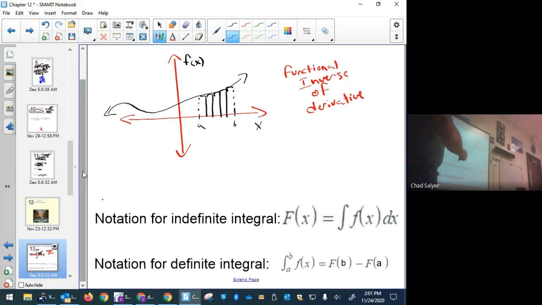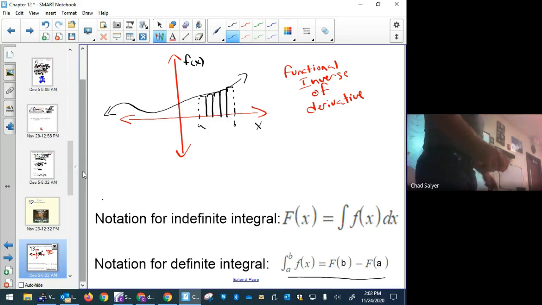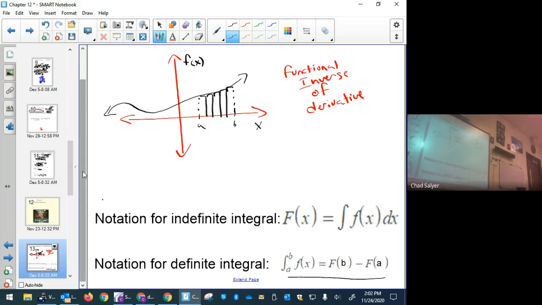But two important things to note. For indefinite integrals, these are integrals without bounds. Notice there's no a and b on top of the integral symbol. This is called an indefinite integral. The notation looks like this. For the definite integral, where you do have bounds, it looks like this. And this formula is the fundamental theorem of calculus. In other words, the most important idea in all of calculus. And it describes the behavior of the integral, the area under the curve, which is somehow the opposite of the slope.